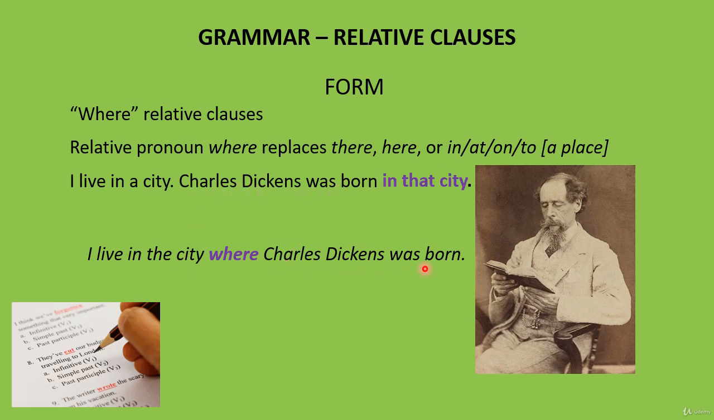And as we have already finished the first sentence, there's nothing more to write. I live in the city where Charles Dickens was born. We need to change a for the because now it's specific. Charles Dickens was only born in one city. Alternatively, the second sentence could be Charles Dickens was born there, meaning in that place. And the answer is still the same because where replaces in that city or there.